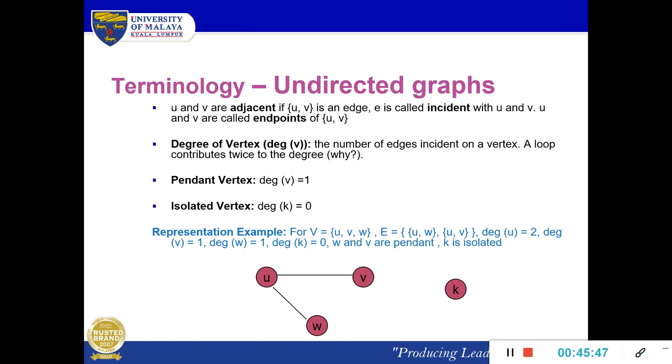In an undirected graph, U and V are adjacent if {U, V} is an edge E, and the edge is incident. We have to cover that. Degree of a vertex is the number of edges incident with the vertex. A loop contributes twice to the degree.